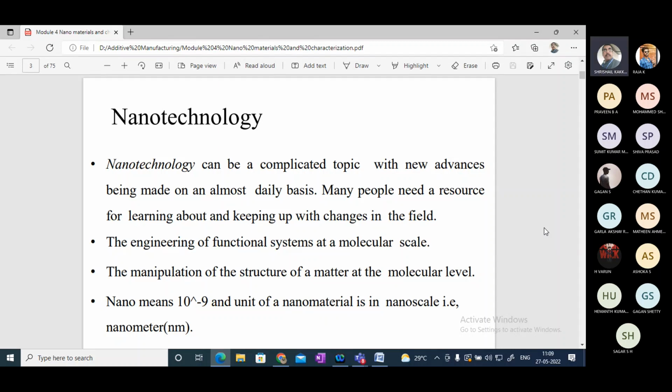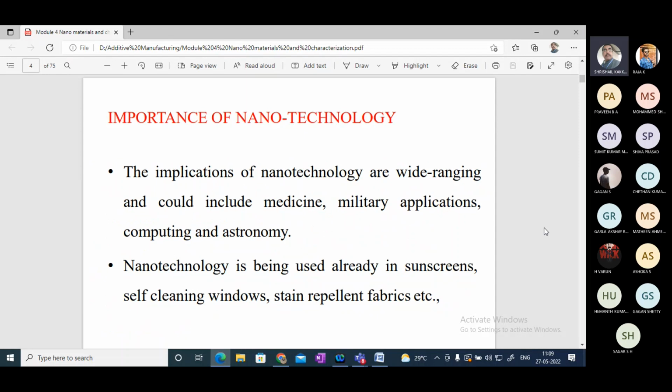When you are going to synthesize the nano composite, what happens? Its behavior will be different at different temperature, different load, different working conditions. So we need to understand its application to suit the application. What are the changes we need to make with the basic material, how to go for the synthesis. All these we have to give much more importance. Okay. Now the importance of nanotechnology.